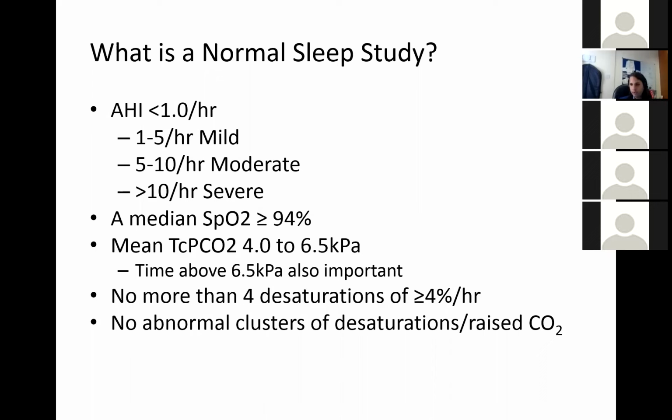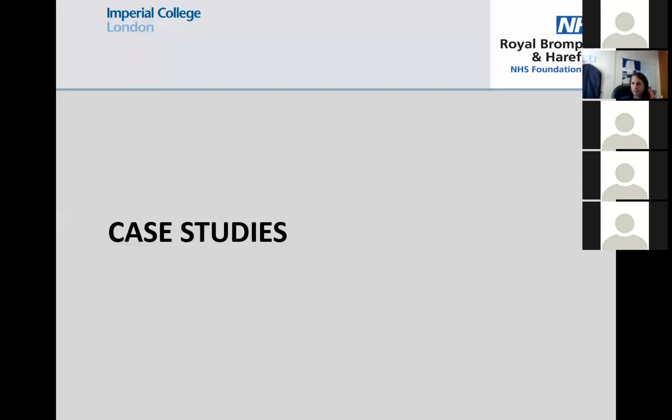Having no more than 4 desaturations of more than 4% in an hour, and no abnormal clusters of desats or a raised CO2. And obviously you have to evaluate the symptoms. So, if a child's got an AHI of 5 but has got no symptoms whatsoever, I think I'd be hard pushed to say you must have an intervention. So it depends on how the child is. You don't just use the numbers to determine what we need to do.